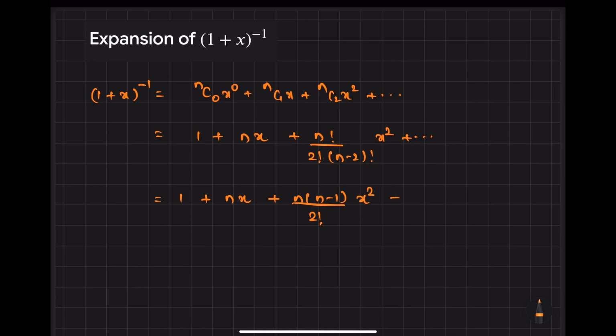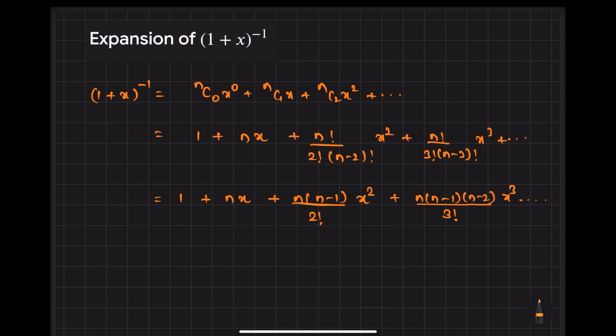Okay, now look at this. We have started, now I'll try to get the pattern. Next component will be nC3, so n factorial by 3 factorial n minus 3 factorial x power 3. So we will have n into n minus 1 into n minus 2 by 3 factorial x power 3, dot dot dot. Now look at this.